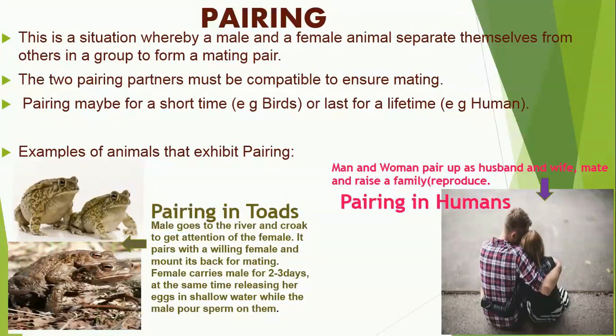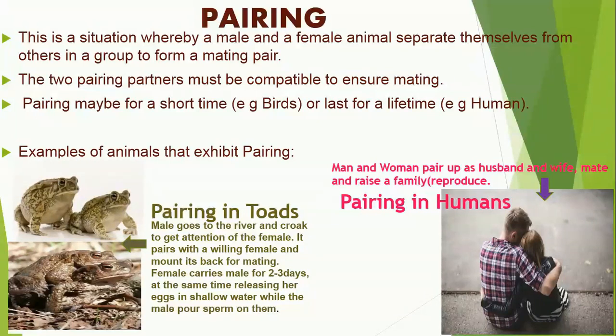So we have the male and the female set aside in order to mate. Now pairing may be for a short time, as we can see in birds, where after fertilization has taken place, mating has taken place, they separate and go their own ways. Or it can be for a lifetime, as seen in birds and other animals, whereby they will stay together for life. Now, examples of animals that exhibit pairing, we can have toads.